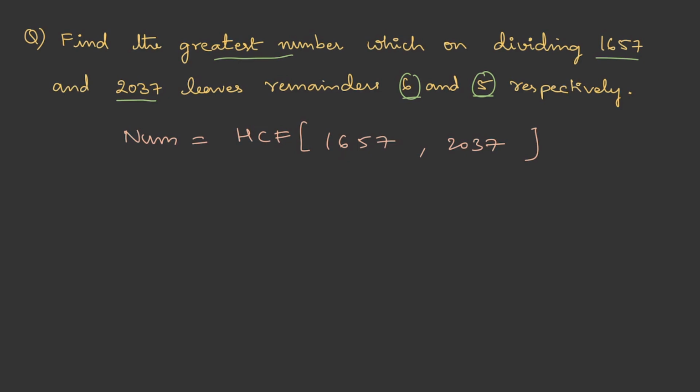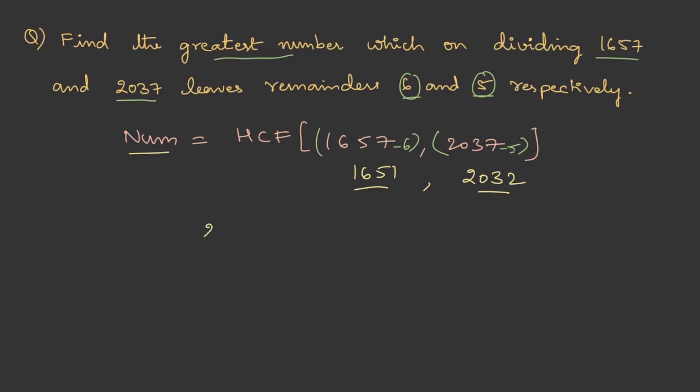So what we will do is we will just subtract the remainders from these numbers. So this becomes 1651 and this becomes 2032. Now these two numbers are perfectly divisible by the HCF. So if we can find out the HCF of these two numbers, that is the required number and that is the answer. So let me go with the division method.